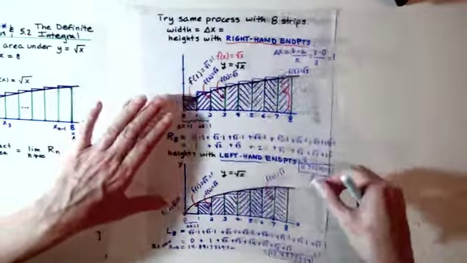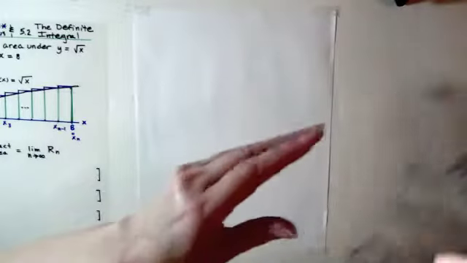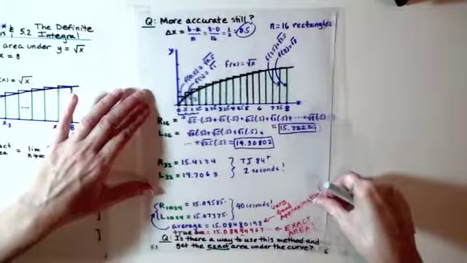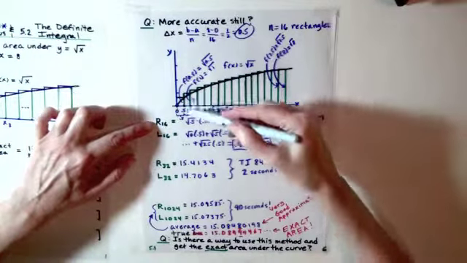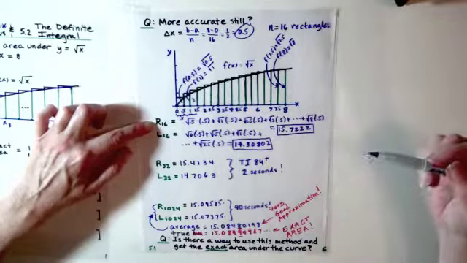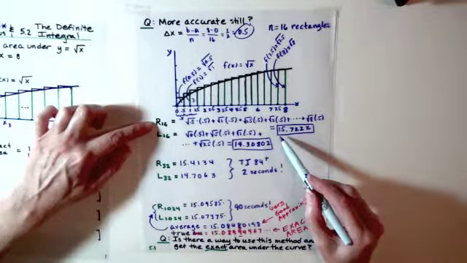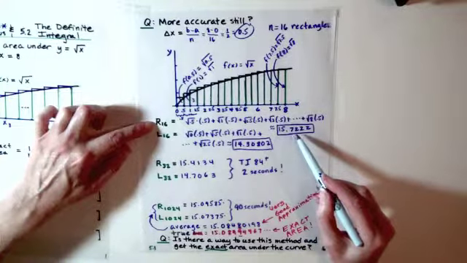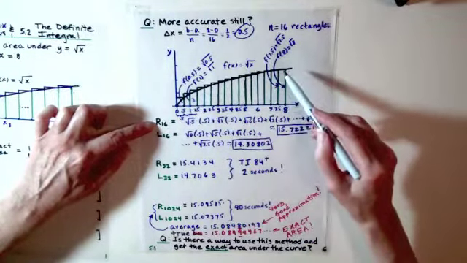We even went to higher numbers of right-hand rectangles. Here's another overhead from what we did back in that section. Here we did r sub 16, so we broke it up into 16 rectangles, used the right-hand side to create the height of each rectangle, and we got a better approximation of 15.722. But again, we saw that it was a little bit too large.